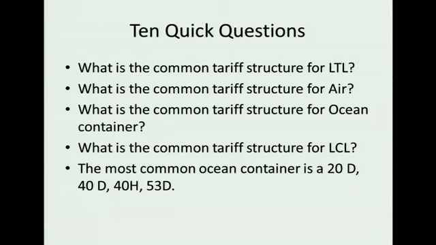No, that's not actually right. The most common ocean container is... Oh, that's a question. What is the most common ocean container? 20D, 40D, 40H, or 53D? 40D. Right.